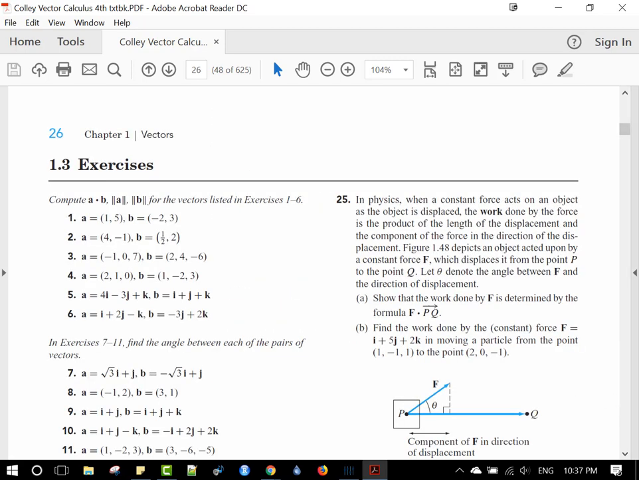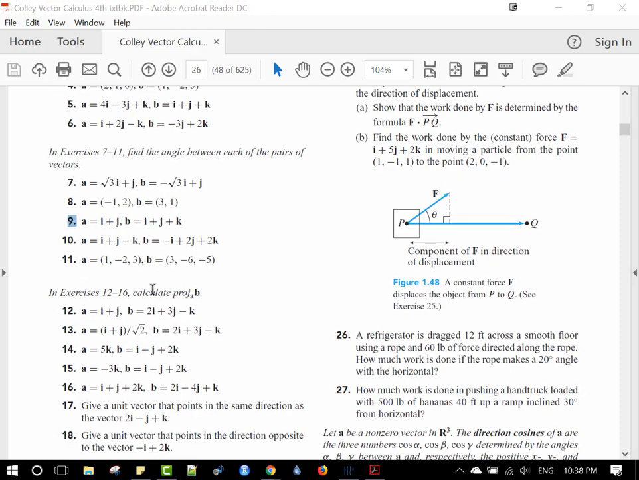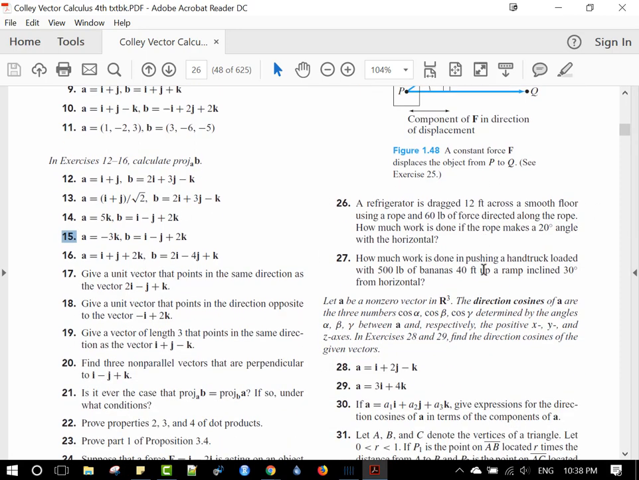Okay, some exercises to do for this section. So 1, 3, and 5, do those. Find the angle between, do this one and this one. Projection, do 13 and 15. Anything else?